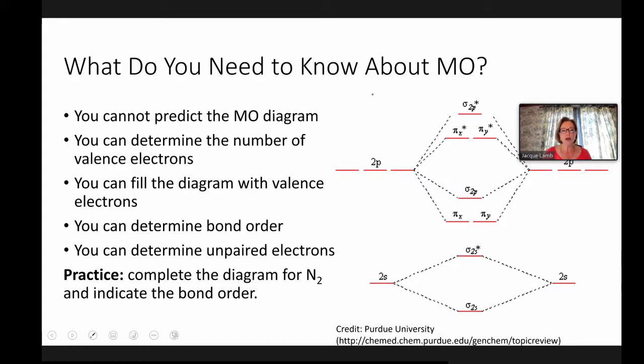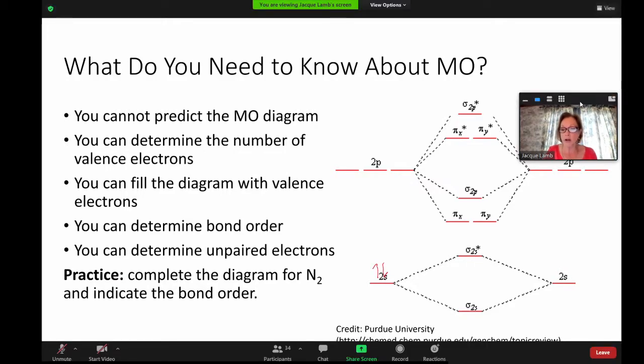You can determine the number of valence electrons that are going into the diagram. You can fill the diagram with valence electrons using the Aufbau principle, starting from the lowest energy first. And you can determine the number of unpaired electrons. So let's do this for nitrogen together here. Nitrogen is going to have 2 electrons in the 2s, and it's going to have 3 electrons in the 2p.